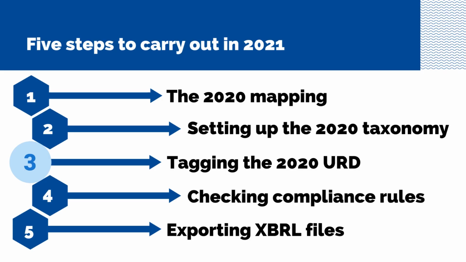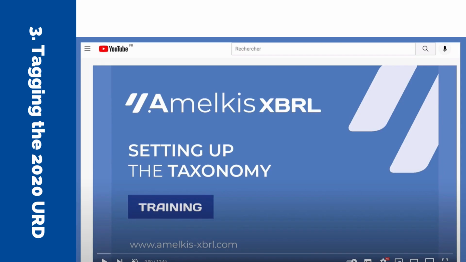The third step is tagging the 2020 Universal Registration document. To start tagging, a tagging file must be created which specifies the tag to be applied to each amount. This file is then loaded into the Amelkis XBRL software. To trigger the automatic tagging, you only have to select the tables. Global Connect Consultancy sets up the tagging file for all customers to validate the entire process. If you would like to learn more about how to effectively control and update your tagging, we can provide you another Amelkis training video.